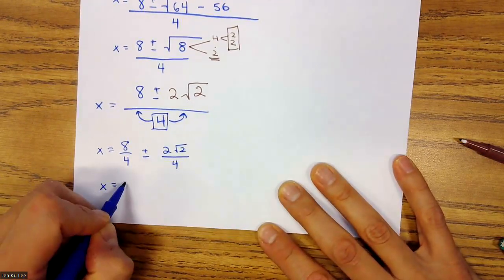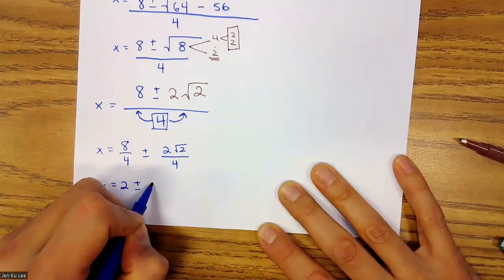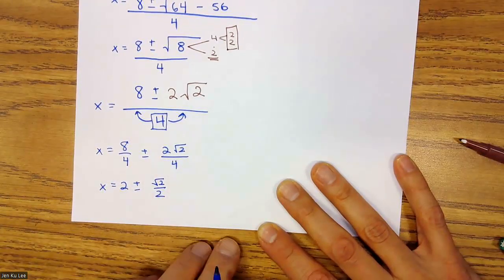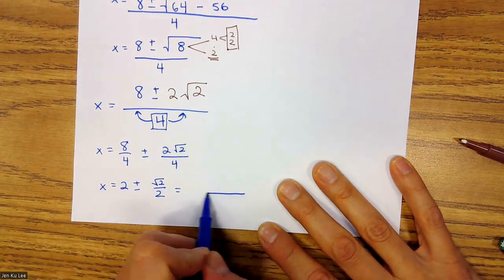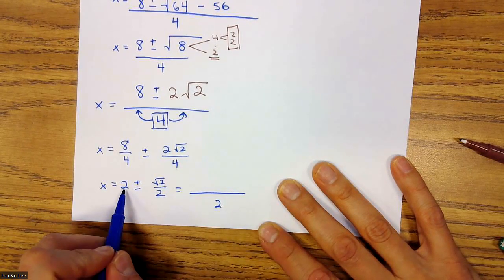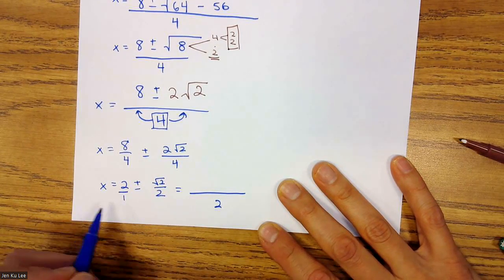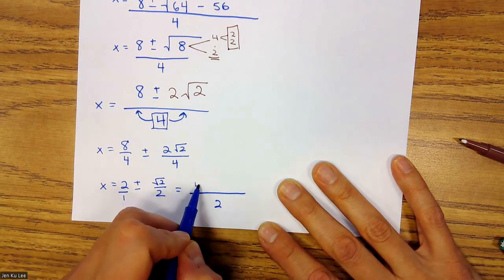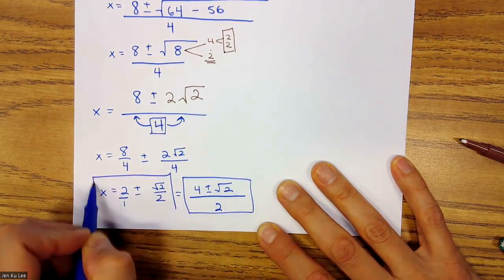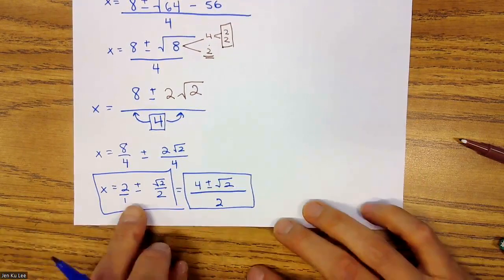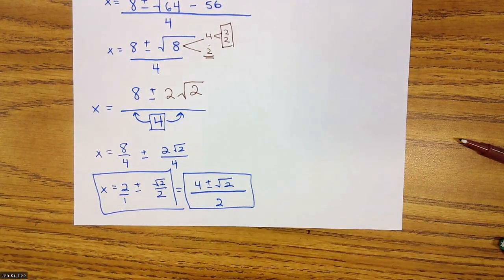So here we have a 2 plus or minus square root of 2 over 2. You can leave it like that, or we can say I want a common denominator of 2. So if the 2 over 1 becomes a common denominator of 2, this is a 4 plus or minus square root of 2. Either one would work. Okay, I'm not going to be a stickler on how to write it out. Cool.